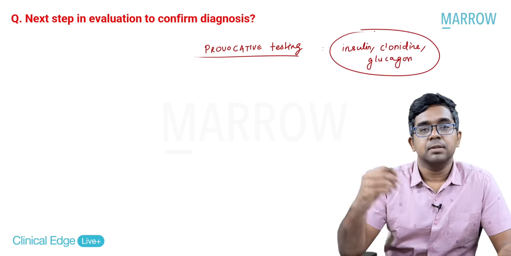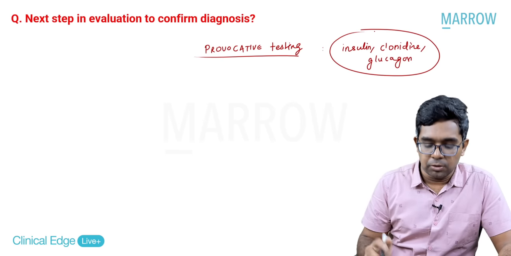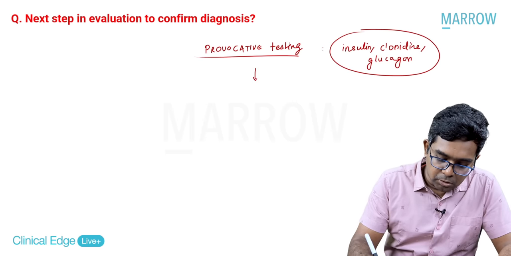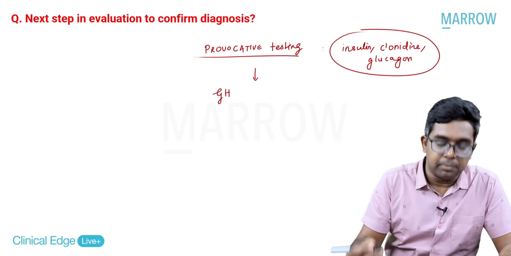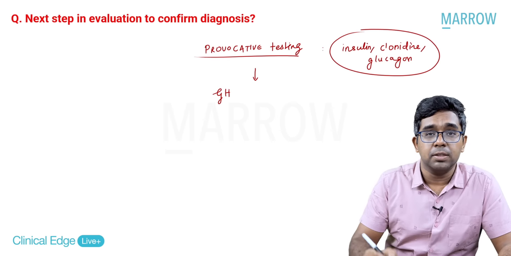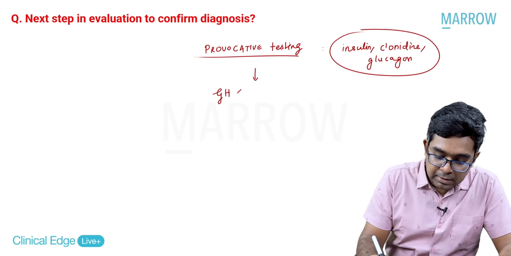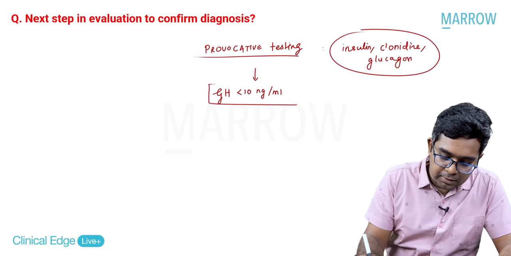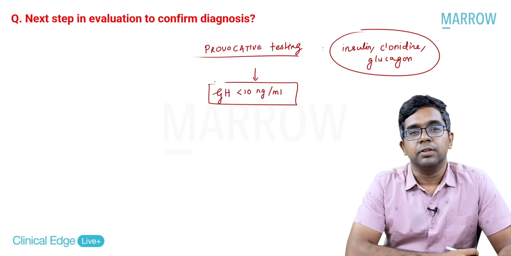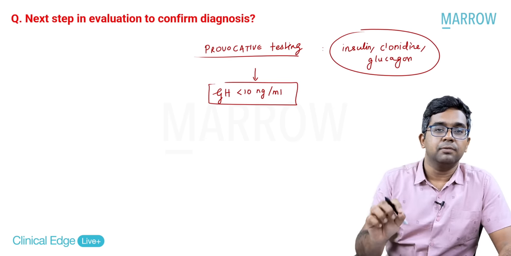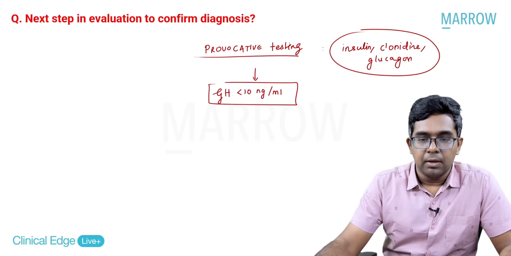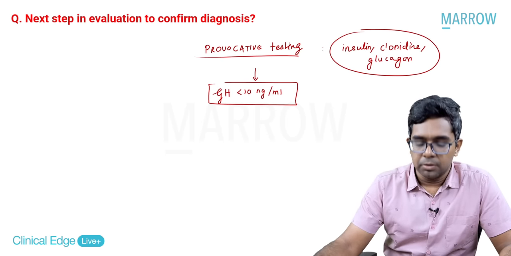First, I will give this and then look for the levels of growth hormone. Even after stimulation or provocation with these agents, the growth hormone level will remain low. What is the cutoff to call it growth hormone deficiency? When the level is less than 10 nanograms per ml, it is very, very suggestive of growth hormone deficiency. Okay, so that is how I will confirm the diagnosis in this particular clinical scenario. Okay, that's about the clinical vignette number 20.